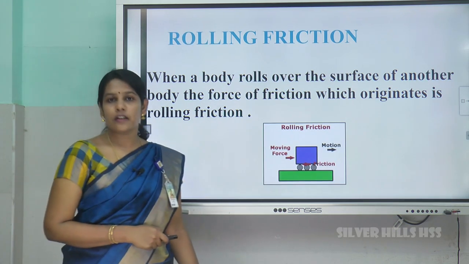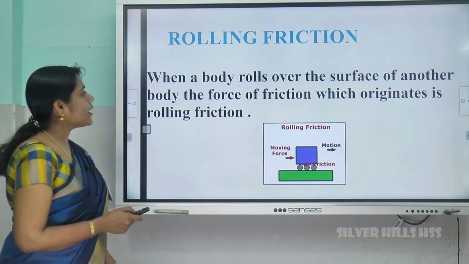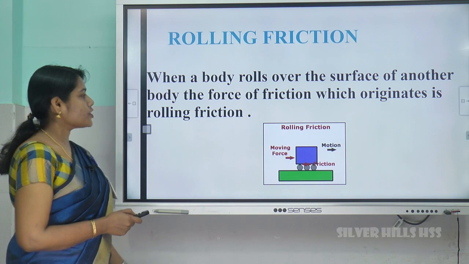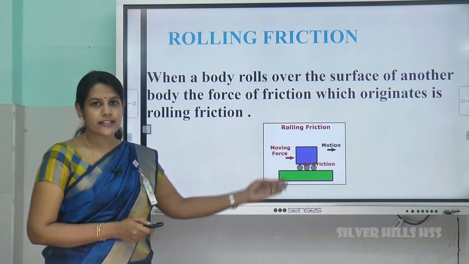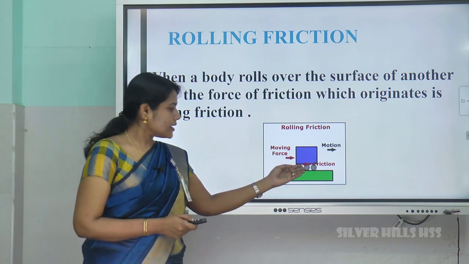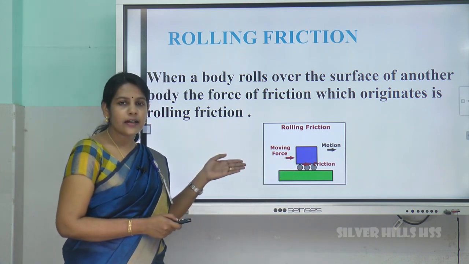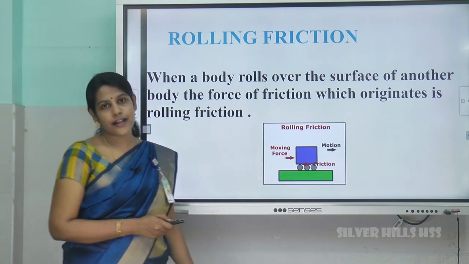The second type is rolling friction. When a body rolls over the surface of another body, the force of friction which originates is rolling friction. See here, you can see some rollers in the form of wheels kept under this box. So here the force of friction is rolling friction.